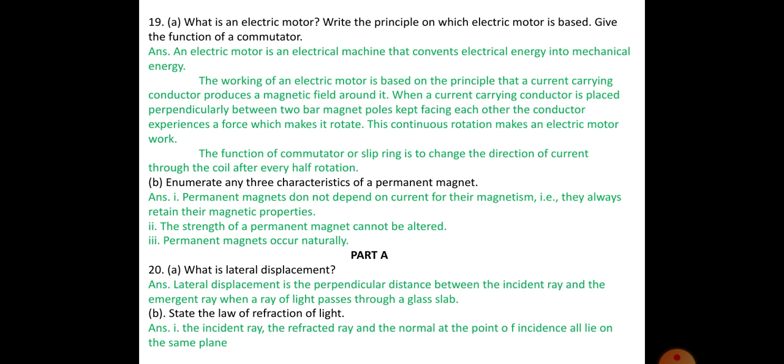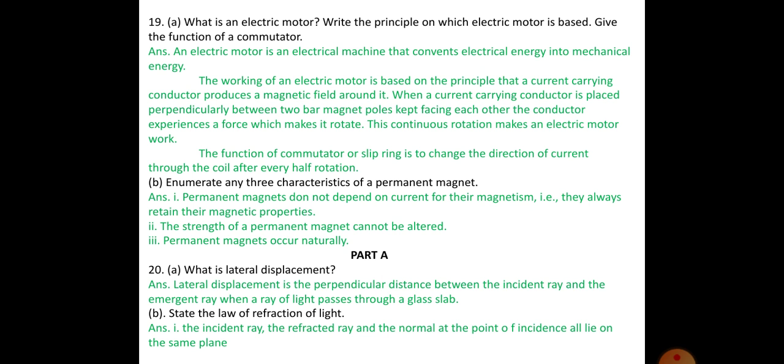Enumerate any 3 characteristics of a permanent magnet. Permanent magnets do not depend on current for their magnetism, that is, they always retain their magnetic properties. The strength of a permanent magnet cannot be altered. A permanent magnet occurs naturally.